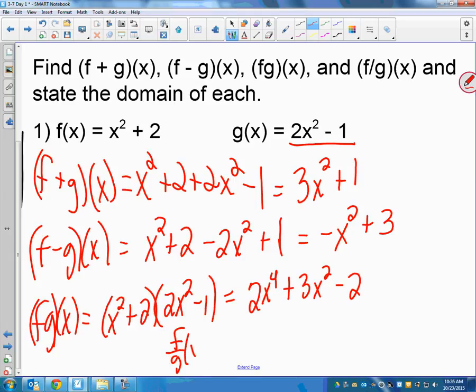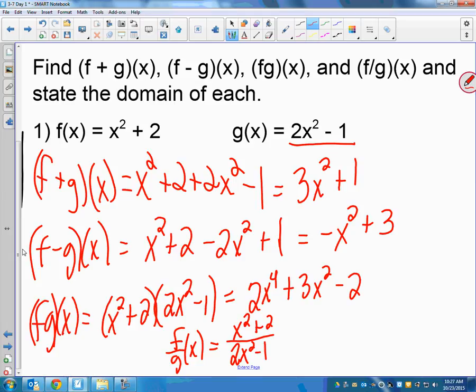And then the last one, if I divide f divided by g, I really am just dividing them, and I say x squared plus 2 over 2x squared minus 1. And you can't simplify that. Very, very rarely can you simplify that.